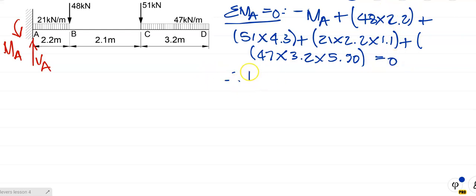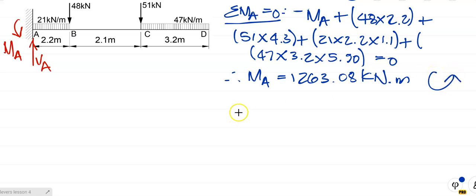Therefore the moment at A is equal to 1263.08, and put in the units of measurement. If you leave it out, I take off a mark. And of course the answer is positive. What does it mean? It means that our assumption that MA is anti-clockwise is in fact correct. Did you get that? It doesn't mean that because it's positive, it's clockwise. That's wrong.